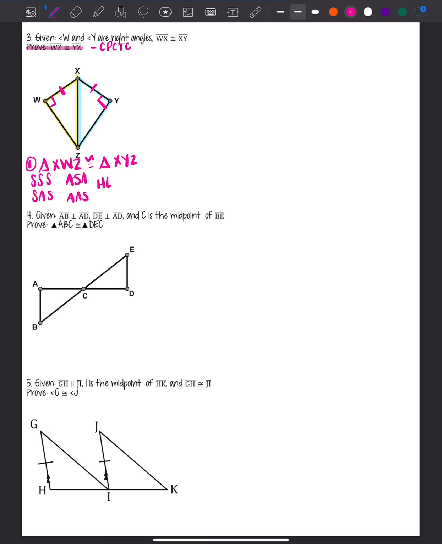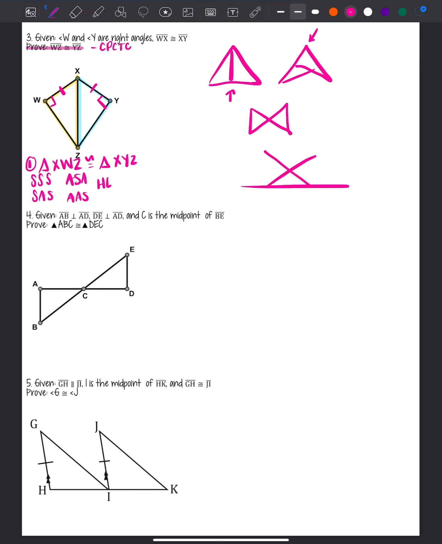However, I do look for a couple of things. I look for my reflexive, meaning I'm sharing a side. I look for reflexive, meaning I'm sharing an angle. I look for vertical angles, meaning I see an X. I look for linear pairs. I'm looking for these things, and what I noticed immediately is that these 2 triangles are sharing this side, and I know that because my colors overlap. And if I'm careful, I can see that the sides that they're sharing look like hypotenuses, because if that's a right angle, the side opposite it is the hypotenuse.